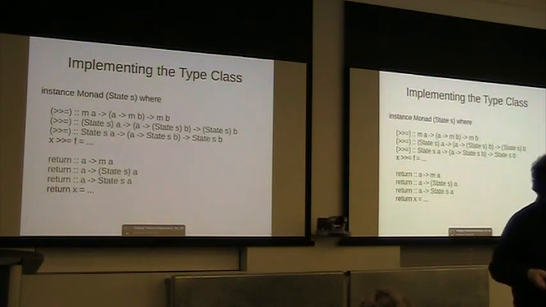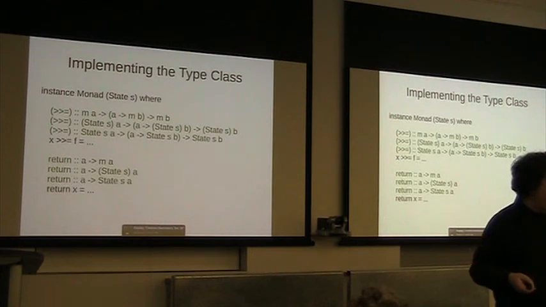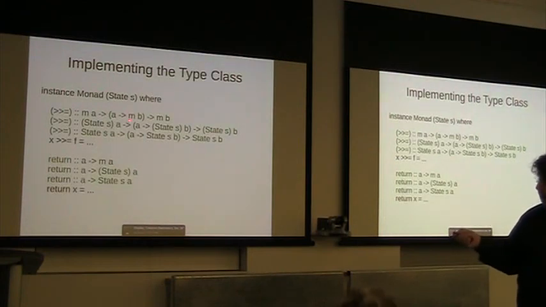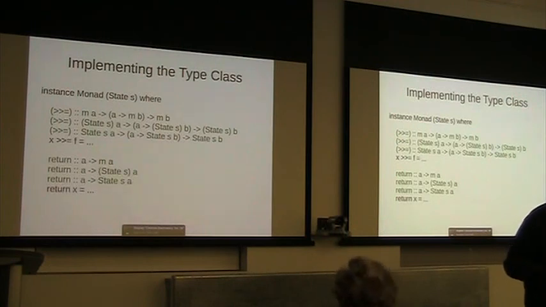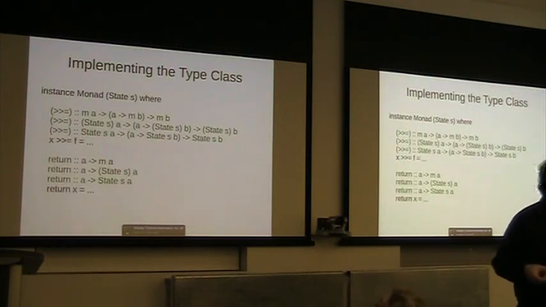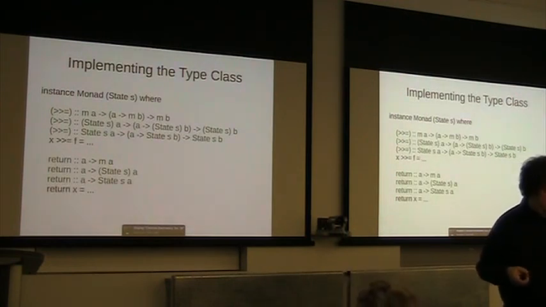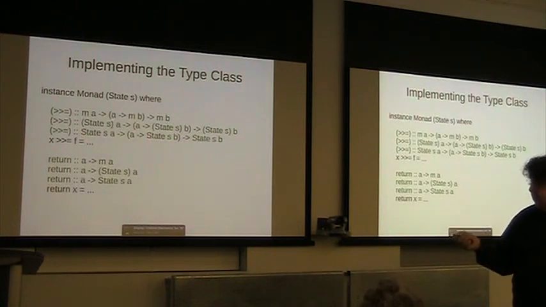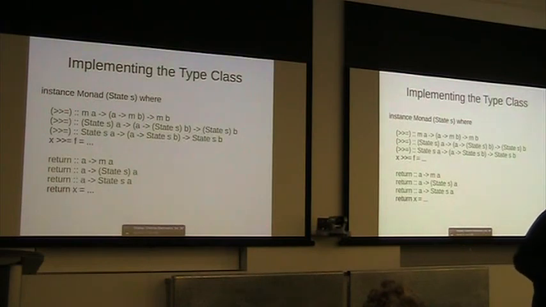You can do exactly the same thing with our state monad. Except now we're replacing M with state S instead of reader R. That's just where we stick the state S in. In the types, drop the unnecessary parentheses, and the implementations of the values are exactly the same as before.